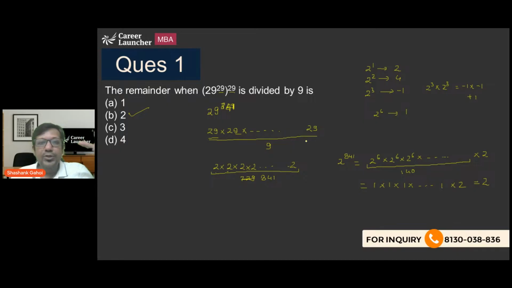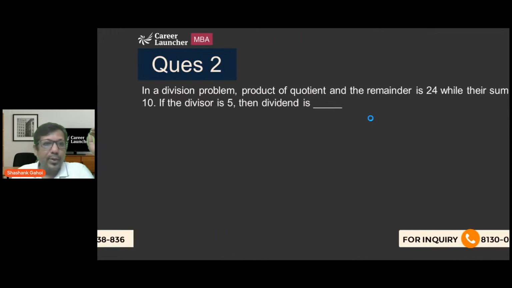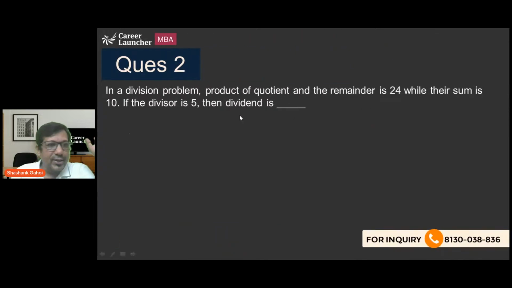Whenever you are going to see these kind of questions, always write down the pattern, and getting the answer will never be a tough task. Remainders questions are generally very straightforward. So don't worry about it. You are definitely going to get the answers quickly.